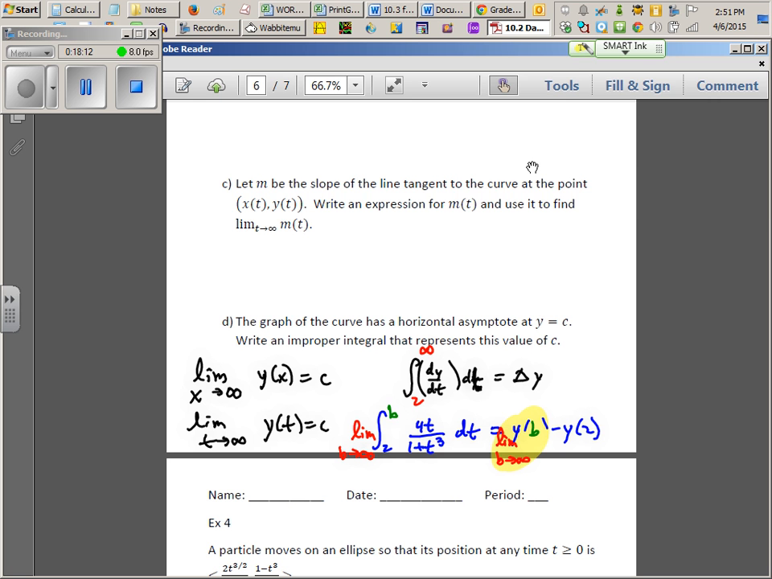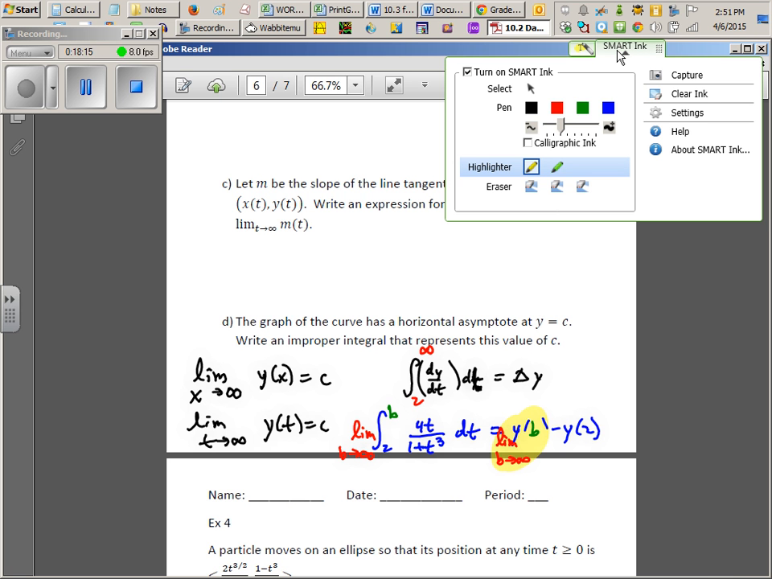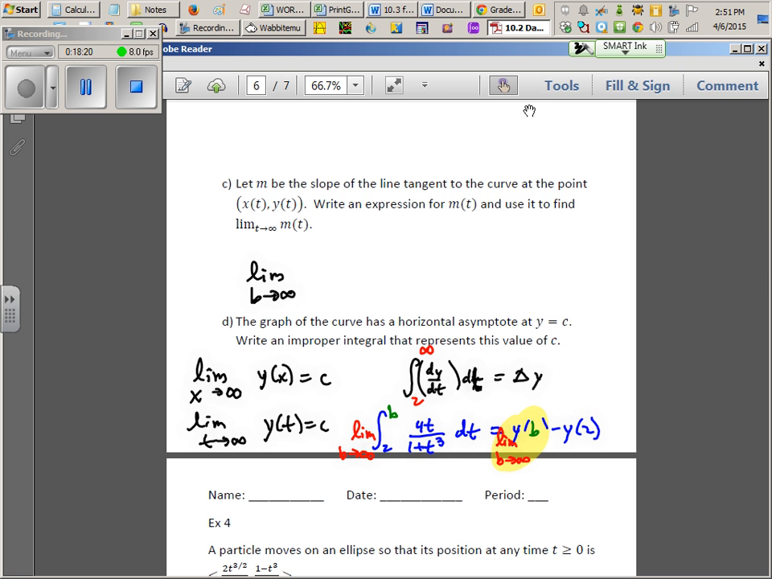So we can write our answer like this. I'll put it in black across the top. The limit as b approaches infinity of y of b is also known as c, right? That's the definition of horizontal asymptote. That's c. It's equal to y of 2 plus the limit as b goes to infinity of the integral from 2 to b of 4t over 1 plus t cubed dt.